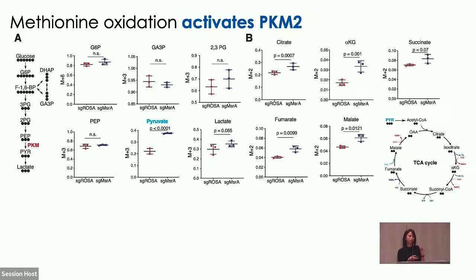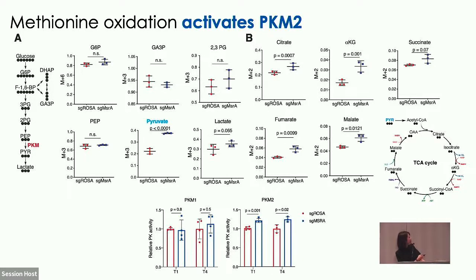To determine whether this oxidation event on PKM is at all functionally meaningful, we did 13C glucose tracing to ask what happens to glucose flux in cells that are proficient versus deficient for MSRA. While we see no differential labeling in any of the proximal metabolites in the glycolytic pathway, we saw a striking twofold increase at the step of pyruvate. What this means is that going from phosphoenolpyruvate to pyruvate, there's an increase in enzymatic activity. And indeed, we saw that all downstream metabolites in the TCA cycle also exhibit an increase in labeling.